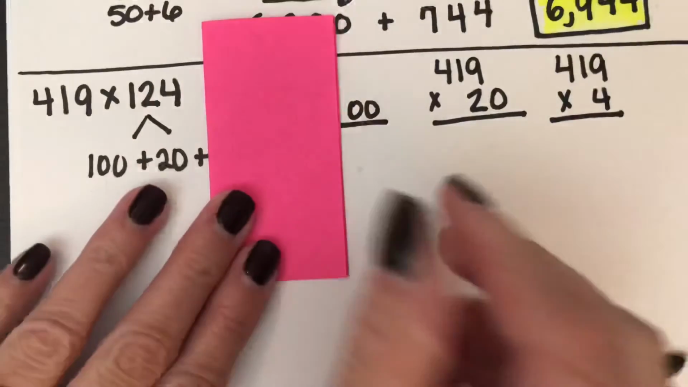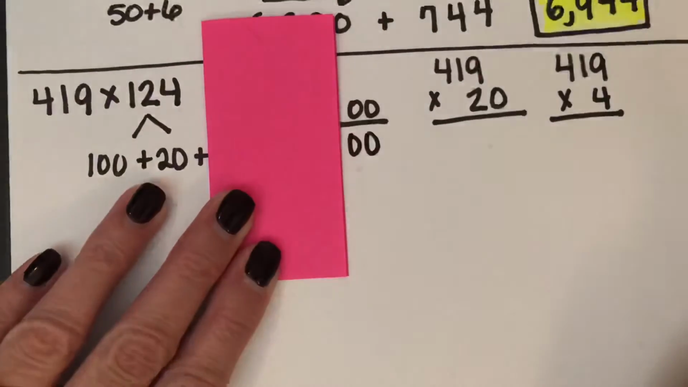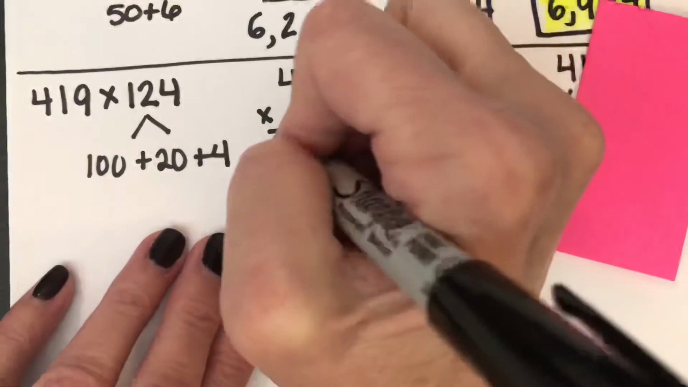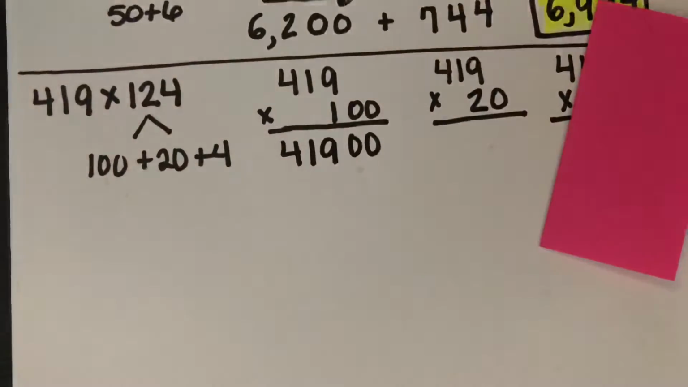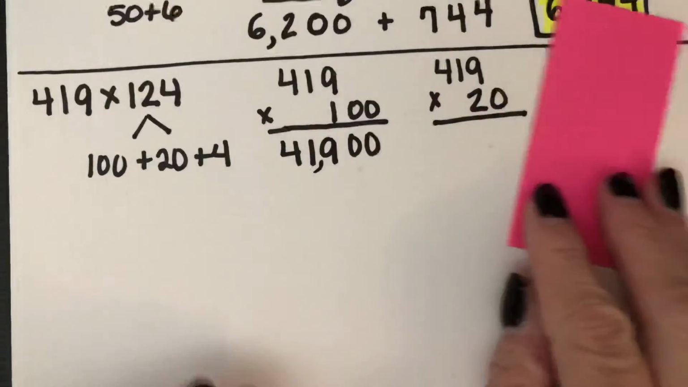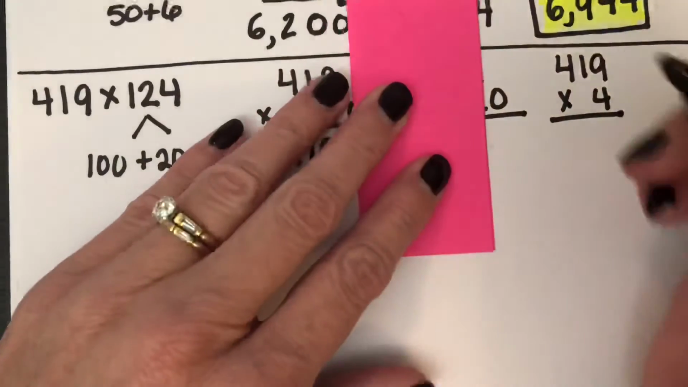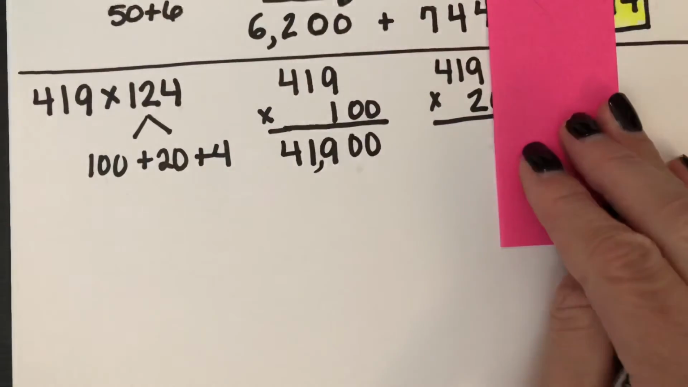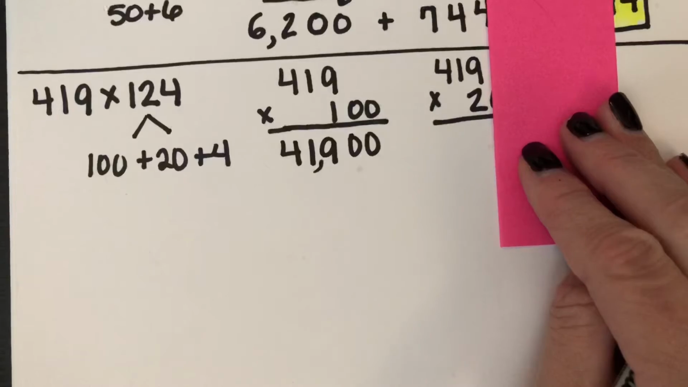So now these 2 zeros can just drop down. And it's really 419 times 1, which is 419. So we really have 41,900. 419 times 20, I'm just going to drop down that 0. Now it's just 419 times 2.